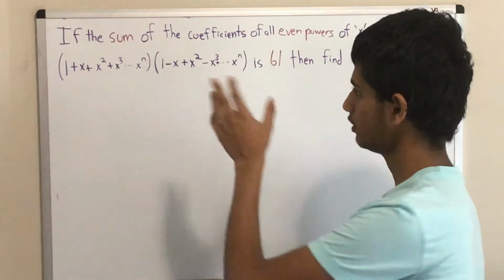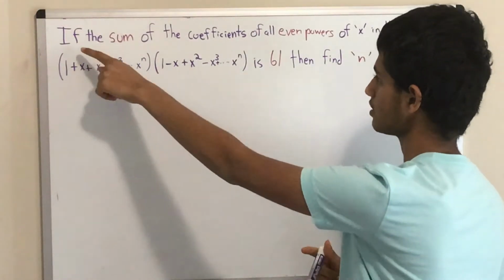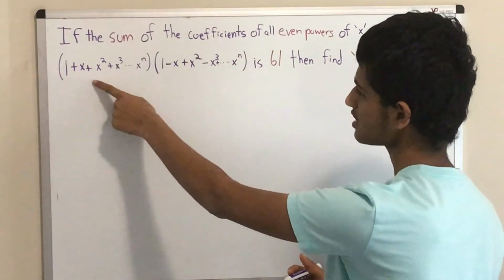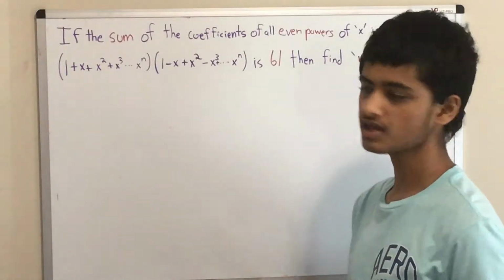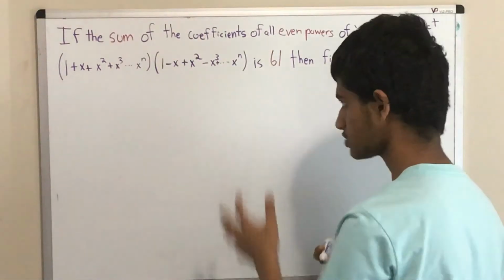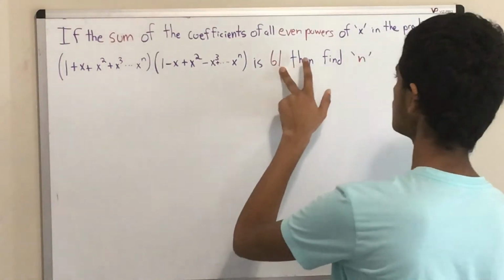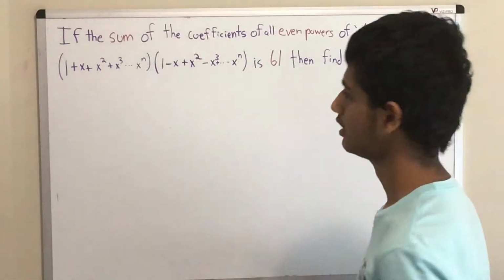So the question is: if the sum of the coefficients of all even powers of x in the product (1 + x² + ... + xⁿ)(1 - x + x² - x³ + ... + xⁿ) is 61, we have to find n.